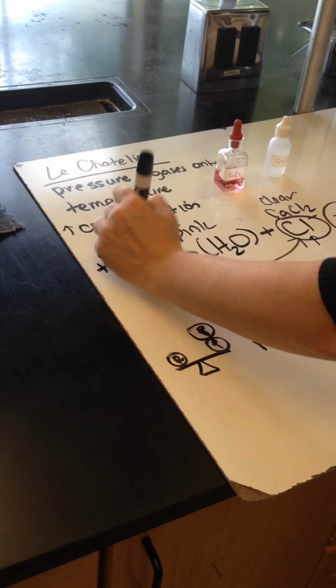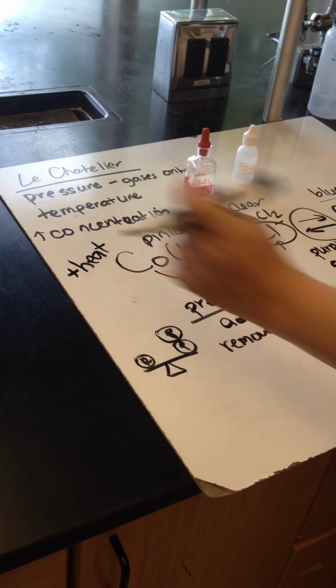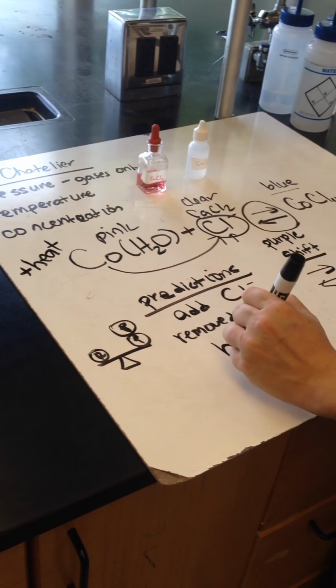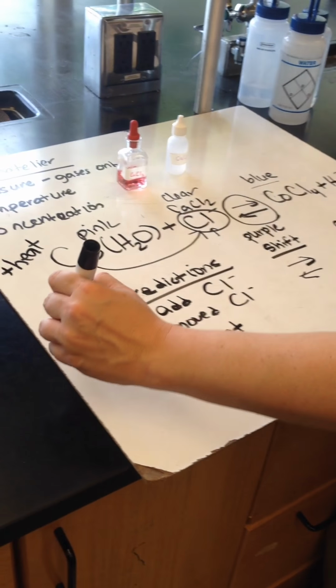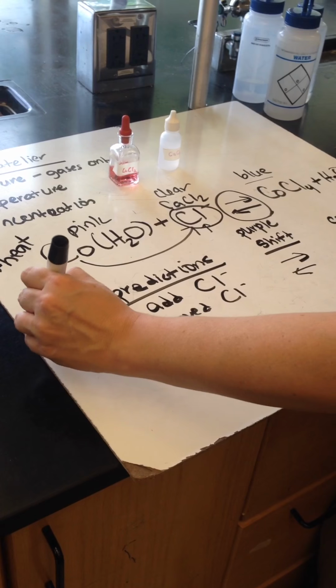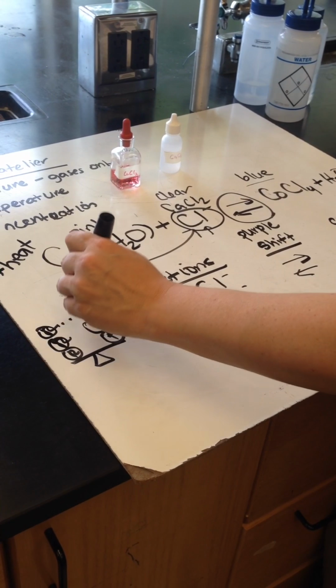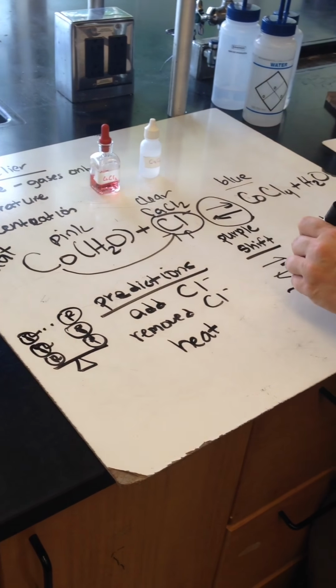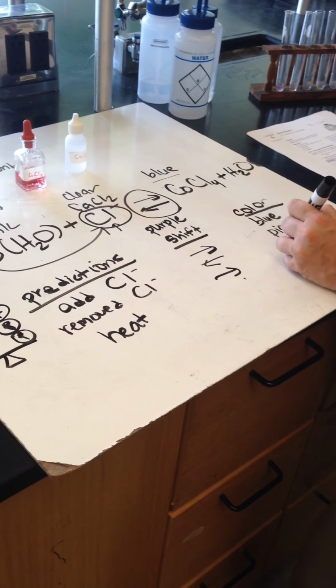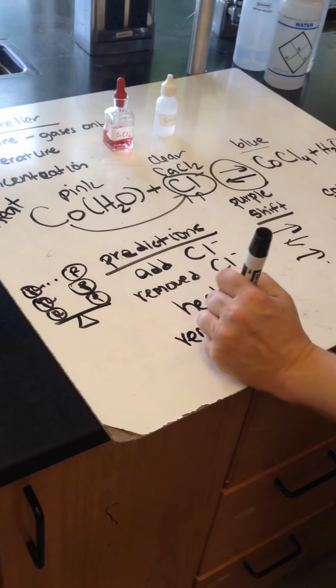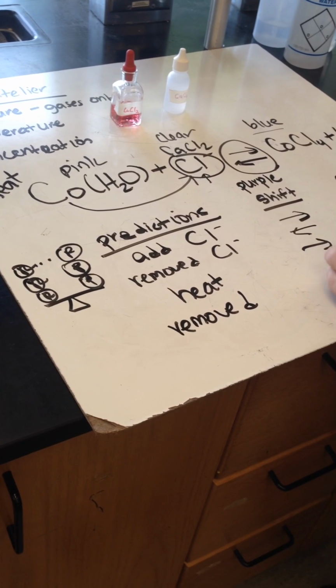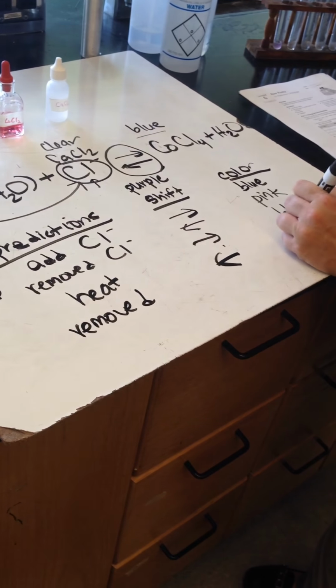And then this is an endothermic reaction, which it is, so heat is a reactant. So if we added heat here, it's like adding more reactant, and the system is going to try and make more product. So it will shift that way, and we should see blue. If we removed heat by cooling it down, we would see the opposite, right? It would shift back to pink.